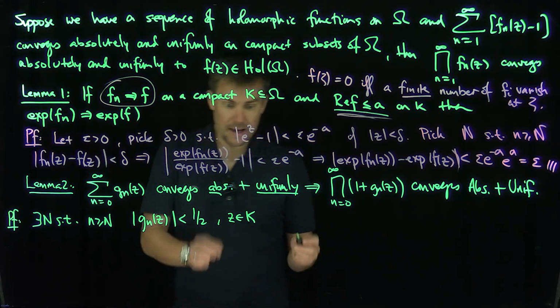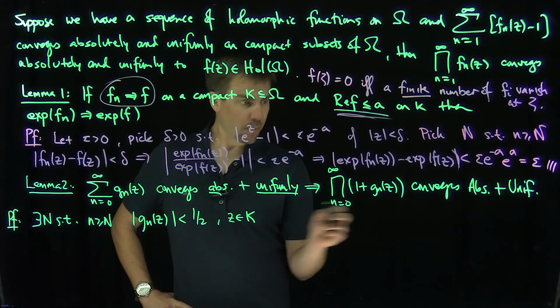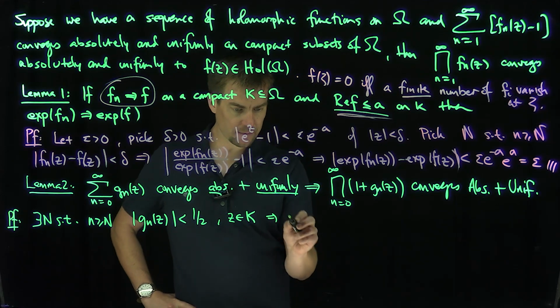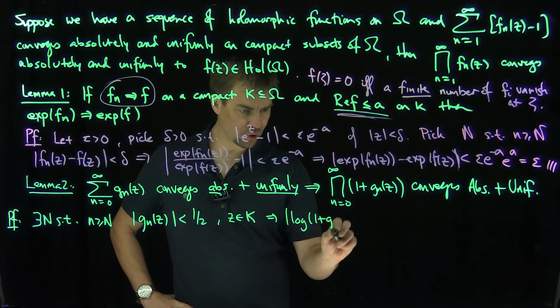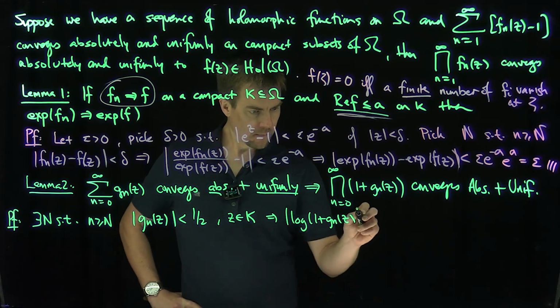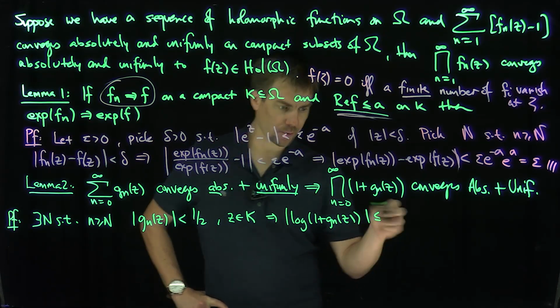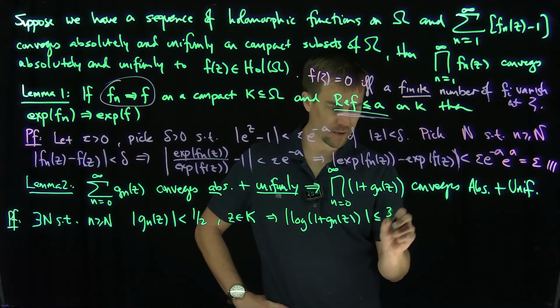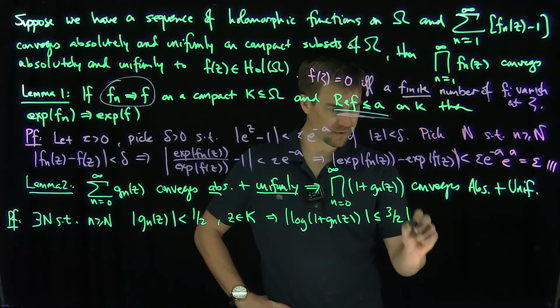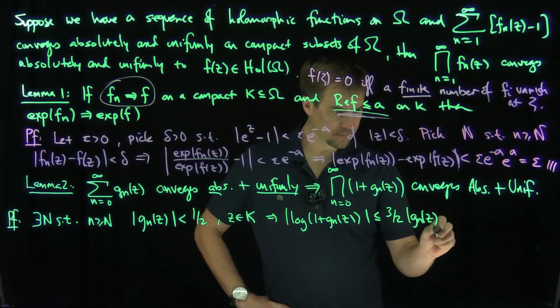Well, if this is the case, then what can we say? Then I can say that the modulus of log of 1 plus Gn of z is less than or equal to a constant times Gn of z in that set, because you're over here where you're less than a half, right? So I think the actual constant is 3/2. We put that in our previous video, Gn of z.